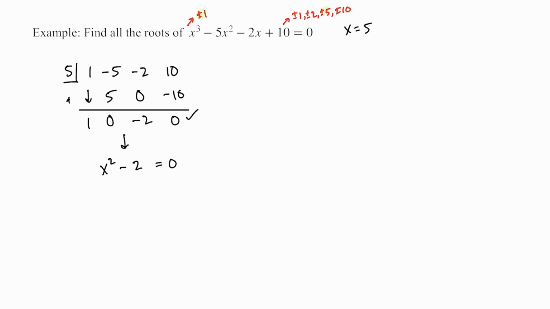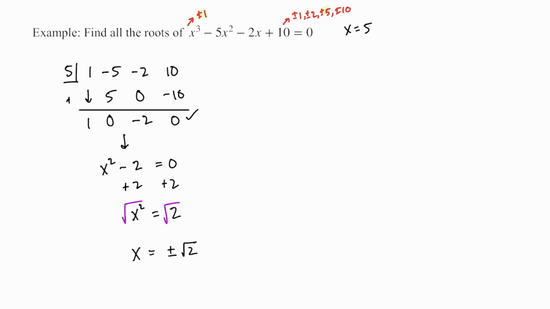I could factor this. I could move things over and square root it. If I was really pressed, I could do the quadratic equation. This one's actually pretty easy. I could just add the 2 to both sides. I would get x squared equals 2. I could then take the square root of both sides and get my final answer as x equals plus or minus the square root of 2.